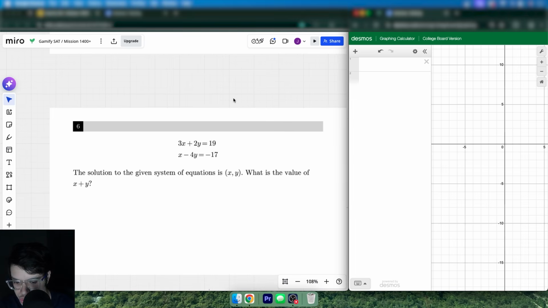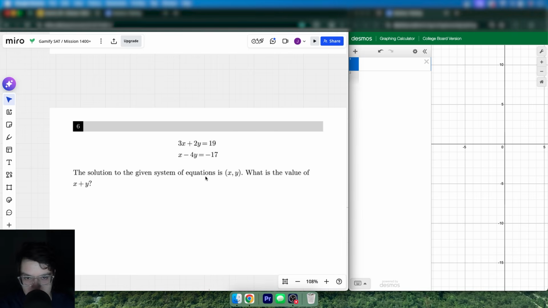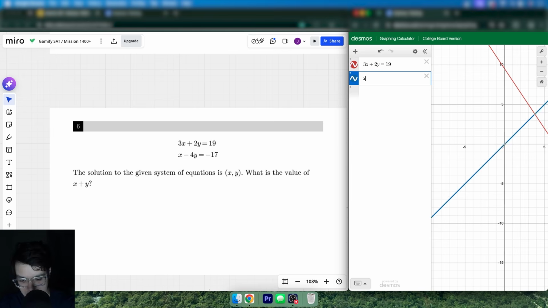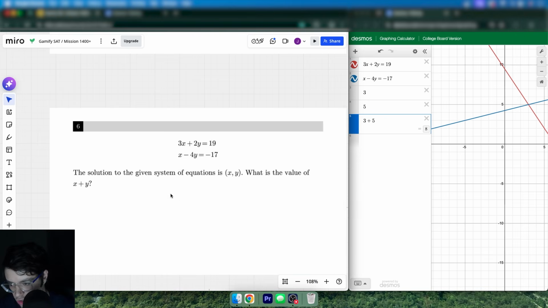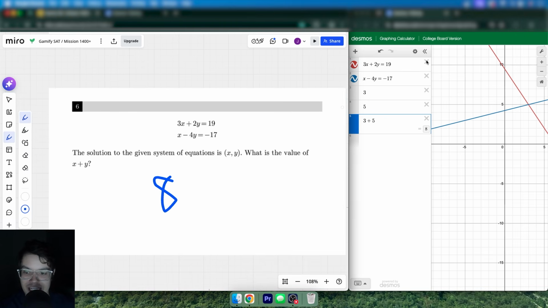So now I'm going to go ahead and show you some examples of how that might actually work in Desmos. So we have these two equations, equation just being another way of saying a function, and it asks what is the value of x plus y. First thing I would do is type in each one of these, and then we get this exact thing, 3 and 5. And so x here would be 3, and y here would be 5, as shown by this intersection. So we just do 3 plus 5, that of course is equal to 8, so therefore 8 would be the answer here. I know there's a lot of setup for this, but in actuality, these problems are very, very easy to solve.